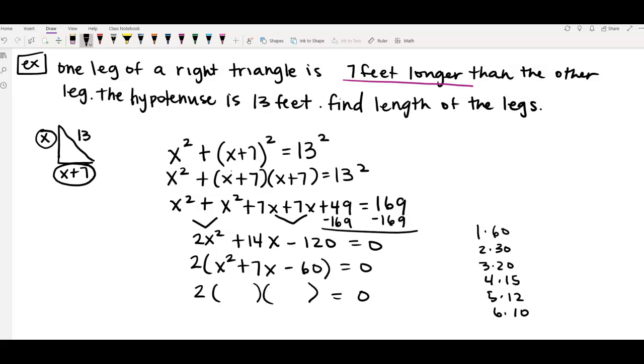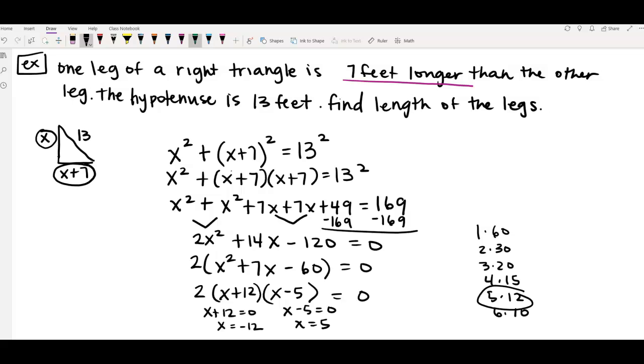Okay, and then I see, oh, it looks like 5 and 12 is my winning combination there. All right, but on this, I need my 12 to be positive and my 5 to be negative in order to end up with a positive 7 there in the middle. So then when I set each part equal to 0 and solve it, I get x equals negative 12 and x equals positive 5.